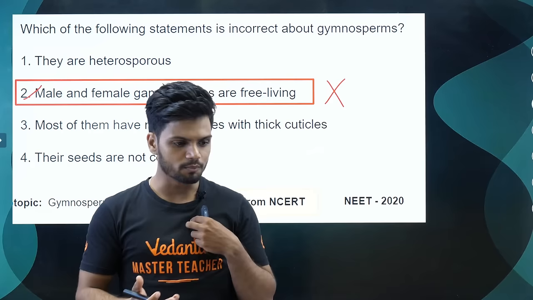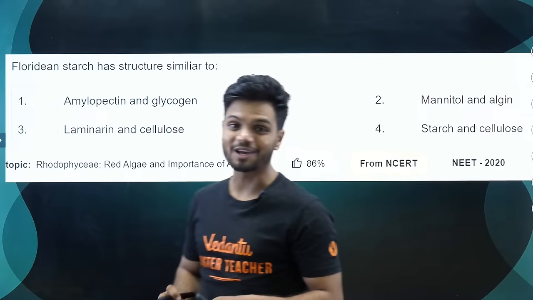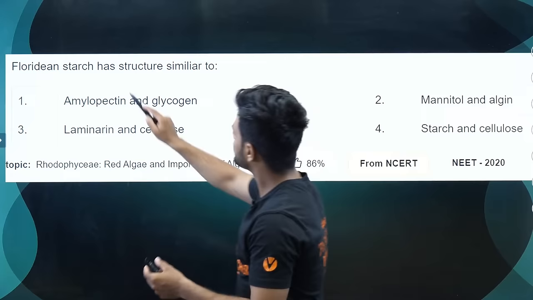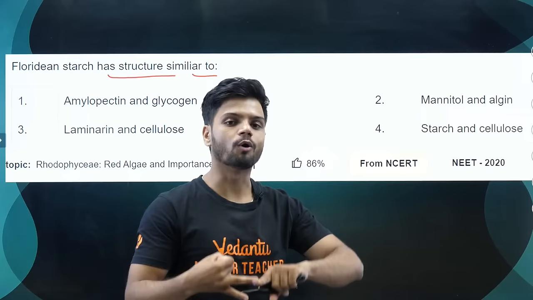Check. Now, next question. Algae question, very important. Floridean starch is structurally similar to what? Tell me first thing, where do you find Floridean starch? Is it Chlorophyceae? Is it Rhodophyceae? Or is it Phaeophyceae? Tell me that first.